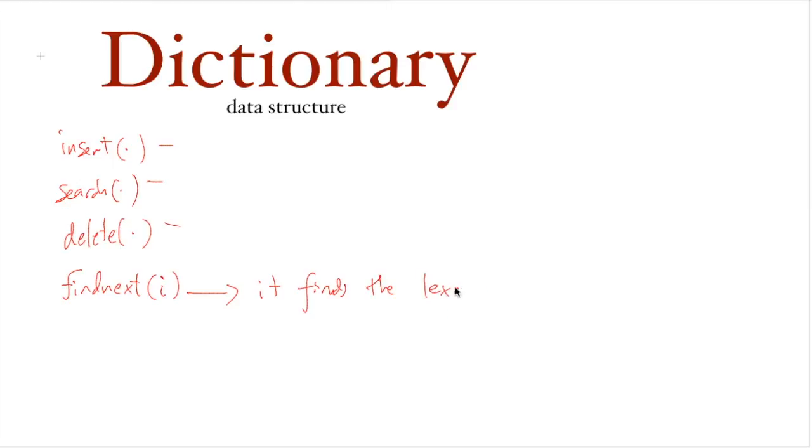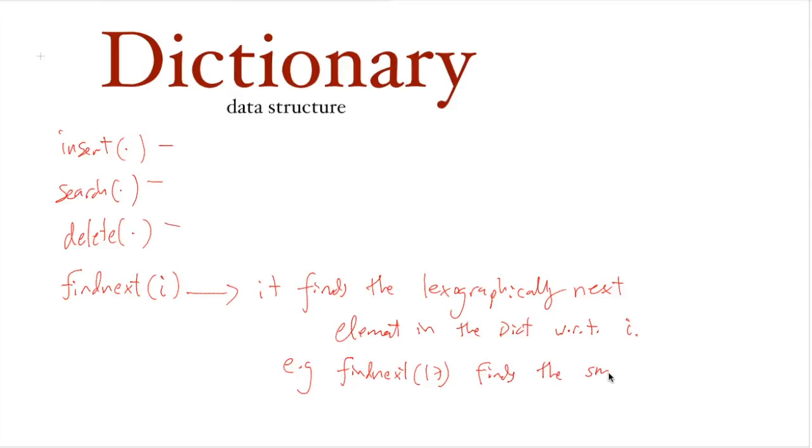Okay, look, I want to get to something which I think is very, very cool. The dictionary data structure. So a dictionary should allow you to insert elements. It should allow you to search for elements. It should allow you to delete elements. It should allow you to find next elements. Find next, if I give you I, it finds the lexicographically next element in the dict with respect to I. So for example, find next of 17 finds the smallest element in D that is greater than 17.